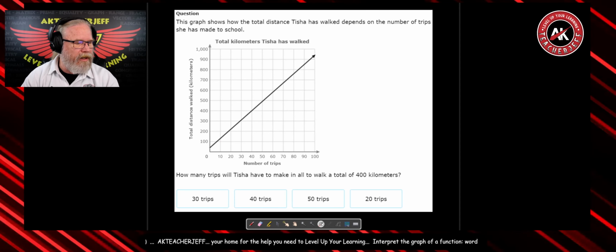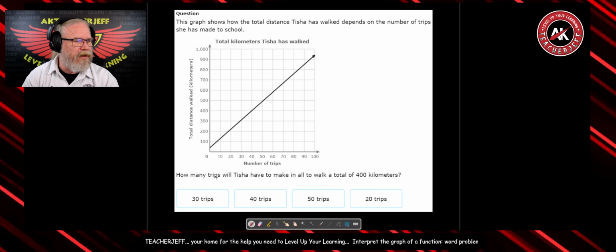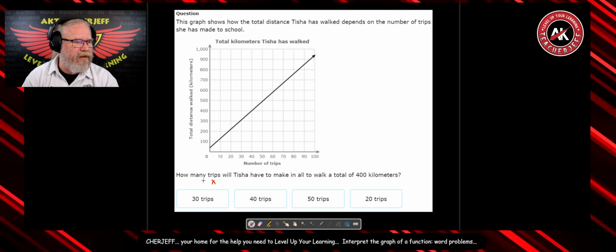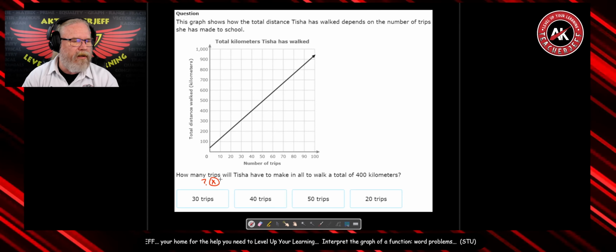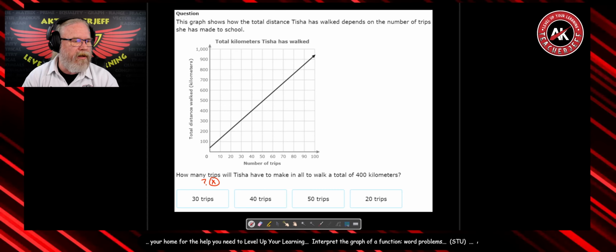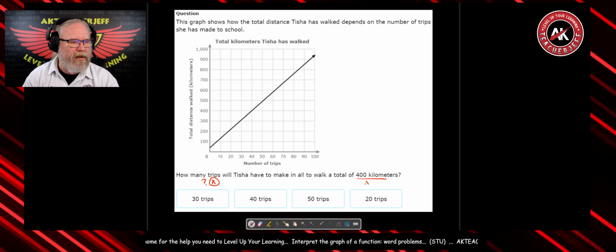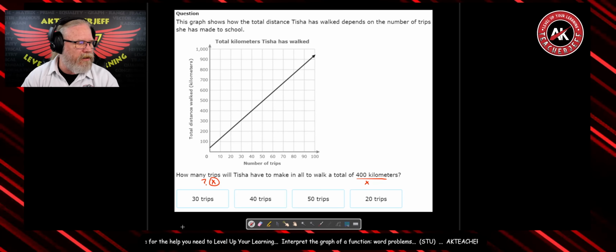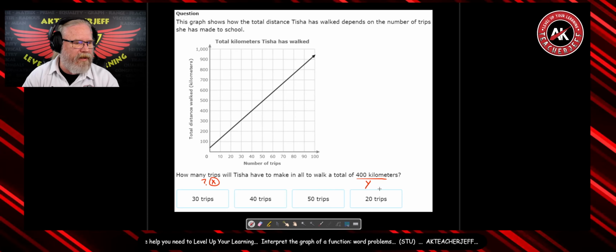So let's determine y-axis or x-axis. They're asking us how many trips. That is the question, right? So x is what we're looking for, and they should be giving us a y value. How many trips will she have to make in all to walk a total of 400 kilometers? So that's not x, that should be a y. Where's that undo arrow? There. Only need half of it. There we go.